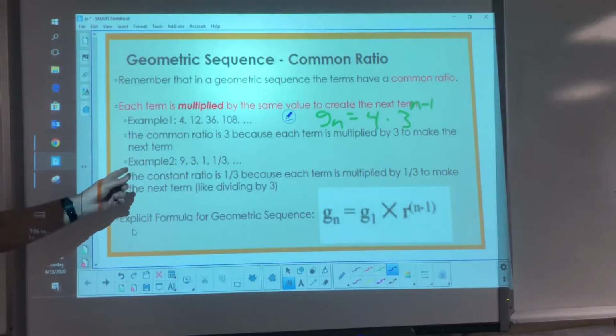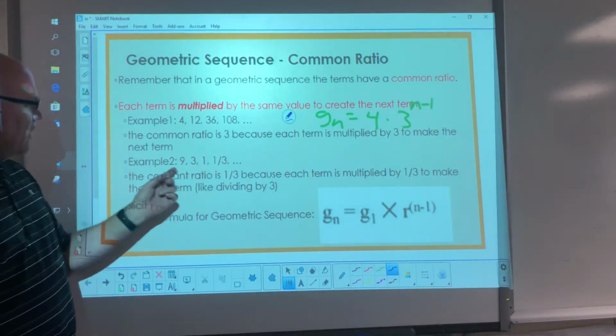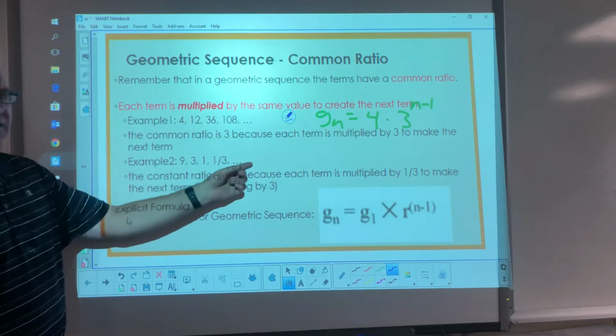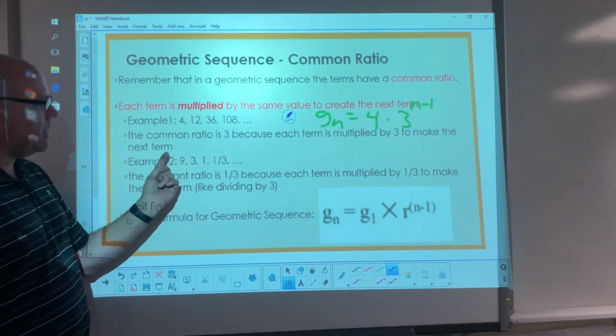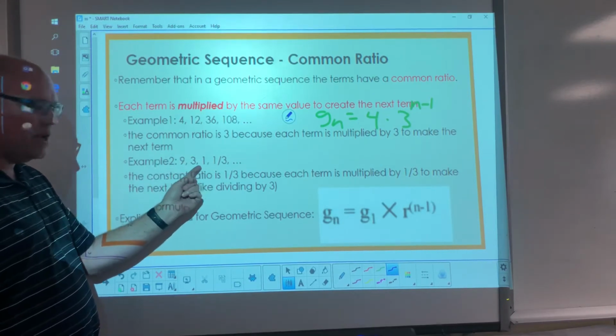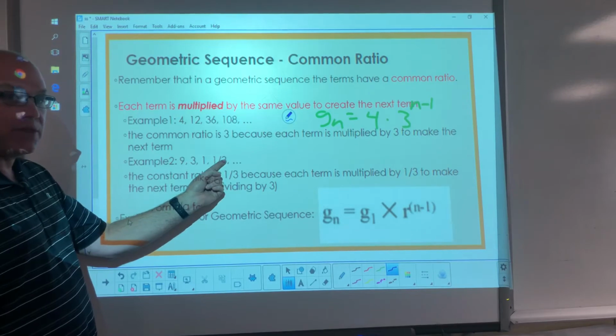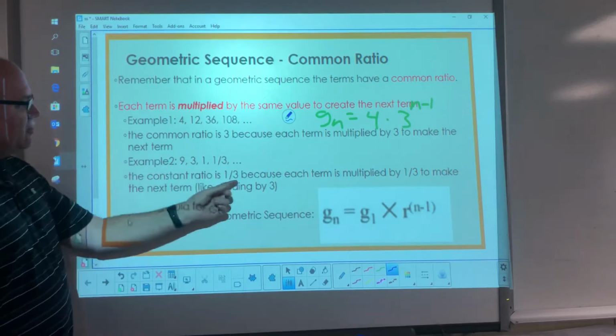So example 2, we have 9, 3, 1, 1/3. So this one's actually decreasing. So remember, if you go left to right, it's what are you multiplying by? 9 times what is 3? 3 times what is 1? 1 times what is 1/3? That's right, it's 1/3. Okay, so we know that the common ratio is 1/3.